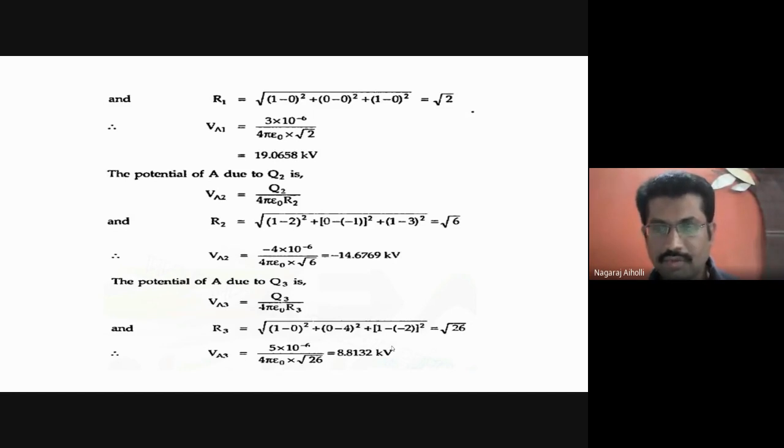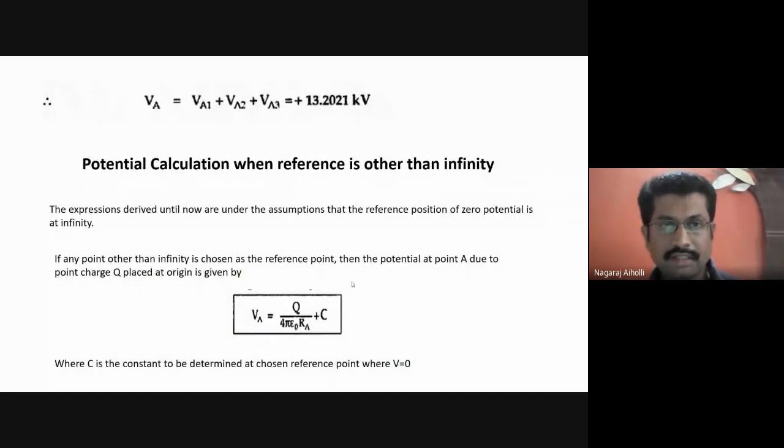Then we'll proceed to the next example. So this is the resultant. VA is equal to VA1 plus VA2 plus VA3. This is the answer that we'll be getting.